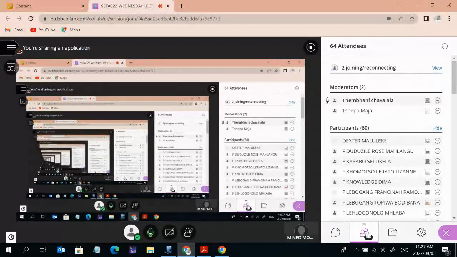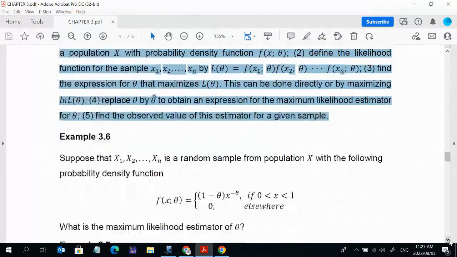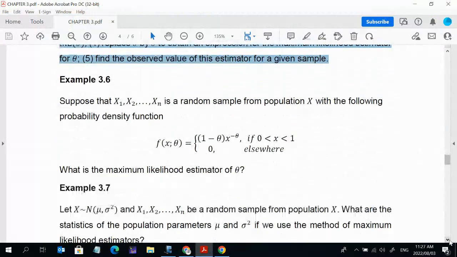Is it clear? Yes. Thank you. So let's now look at the first example.